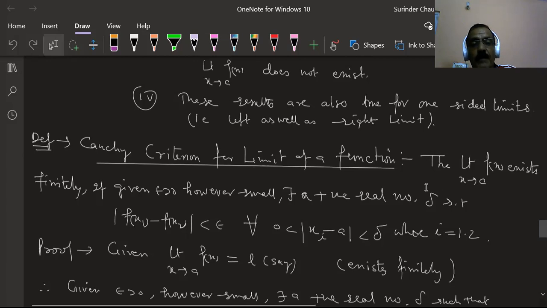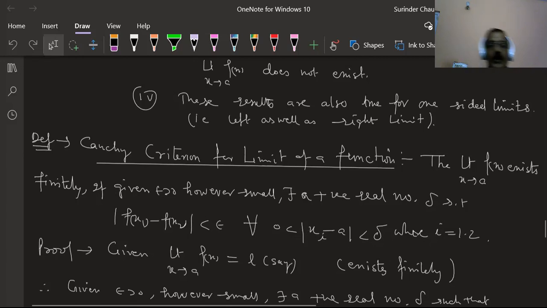We will study one definition, and the other we will just note down as a change of the definition of limit. Given epsilon, however small, there is a positive number delta, depending on epsilon, such that the modulus of f(x1) minus f(x2) is less than epsilon for all x_i with 0 less than modulus of x_i minus a less than delta, for i equal to 1, 2.